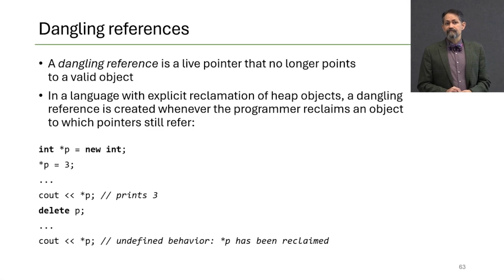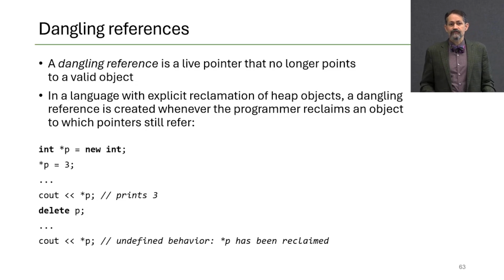One problem can come out if we have a live pointer that no longer points to a valid object. This is called a dangling reference. In a language with explicit reclamation of heap objects, a dangling reference is created whenever the program reclaims an object, but there are pointers that still refer to it.